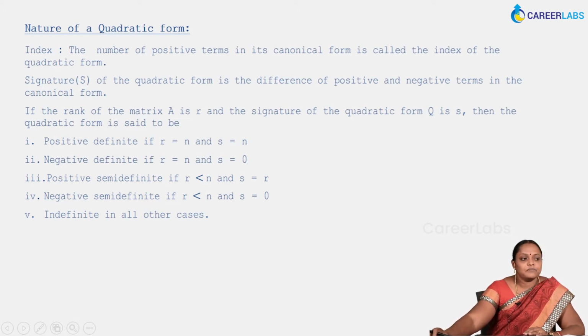Next, if the rank of the matrix A is R and the signature is S, then the quadratic form is said to be positive definite if R is equal to N and S is equal to N, and negative definite if R is equal to N and S is equal to 0, positive semi-definite if R less than N and S is equal to R, negative semi-definite if R less than N and S is equal to 0, and indefinite in all other cases, okay.